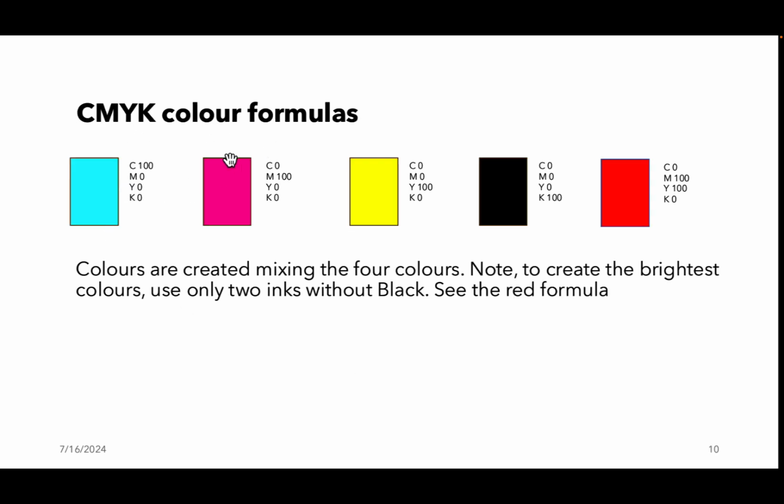CMYK colors. So you have your cyan, magenta, yellow, and black. To get the brightest color you can get in CMYK format, combine 2 inks minus black. So in this case, 100% magenta, 100% yellow will give you the brightest red you can get for print.